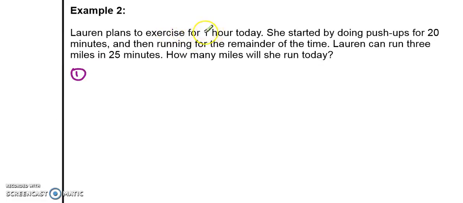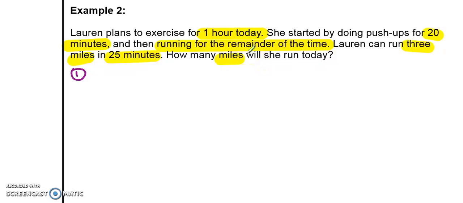Lauren plans to exercise for 1 hour today. She started by doing push-ups for 20 minutes, that's important, and then running for the remainder of the time. So running for the remainder of the time. There's no number there, that's probably going to be important. Lauren can run 3 miles, definitely value the 3 miles, in 25 minutes. How many miles will she run today?